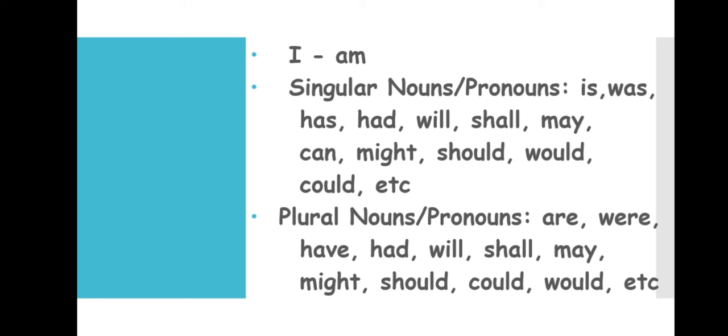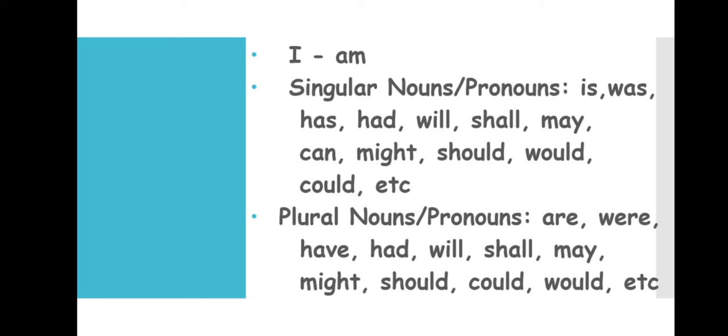We use am with I. Okay, if a sentence has I, then we use am. Okay, I am 8 years old. I am a teacher. I am a student. Okay, so am we always use with I.